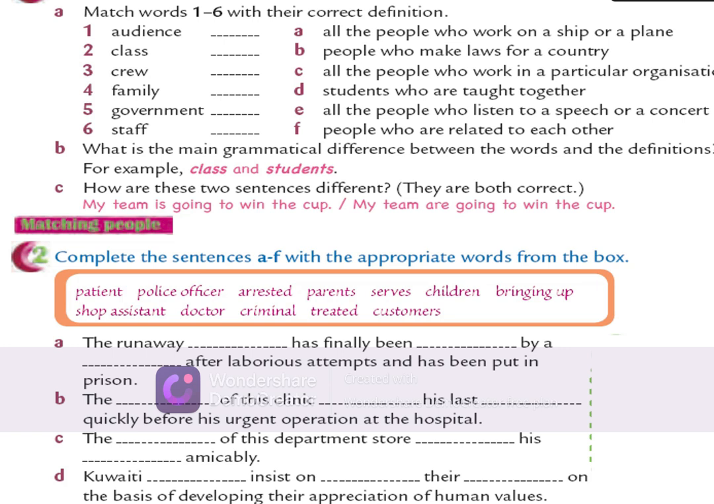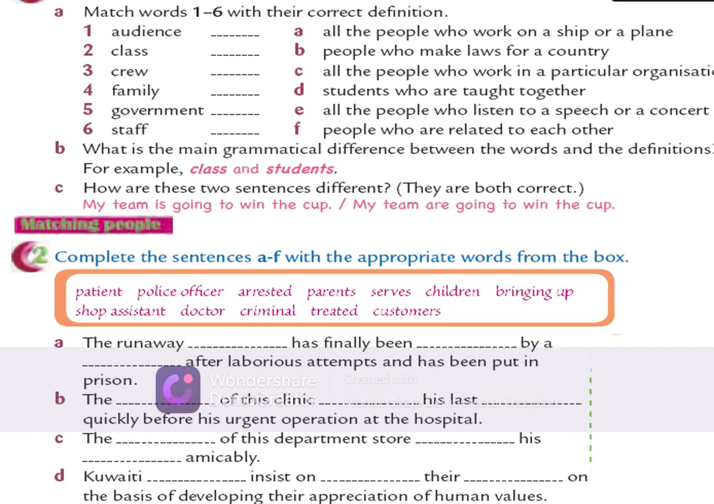Like, let's say, the class. The class are playing football, or the class is playing football. If we are indicating the class as group members, the students, we say the class are playing football in the yard. But if we are considering the class as a unit, as a building, we treat this noun as singular. Audience, crew, family, government, staff, all of these are examples of collective nouns.